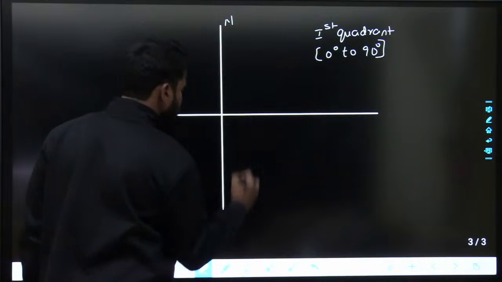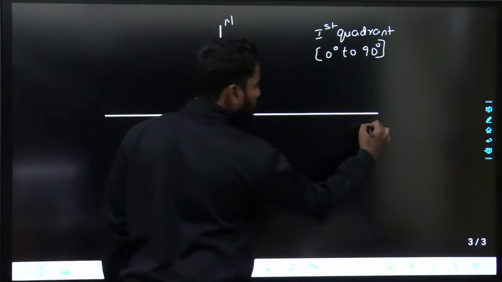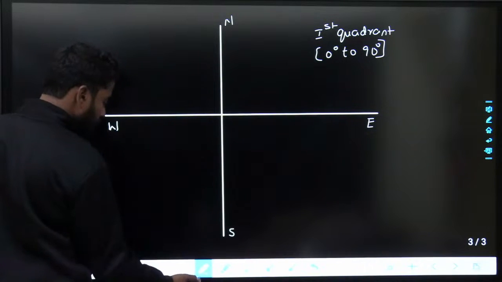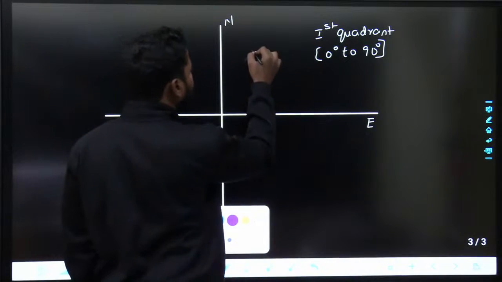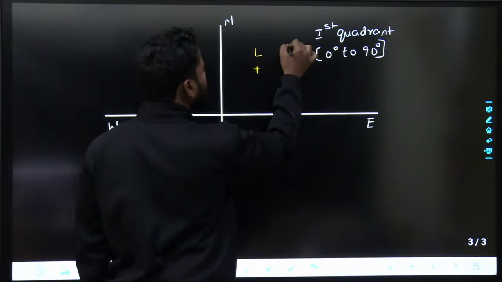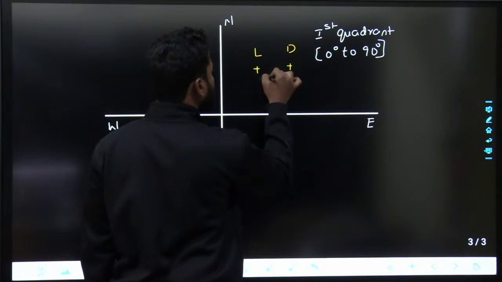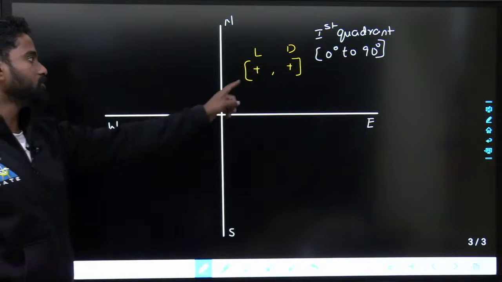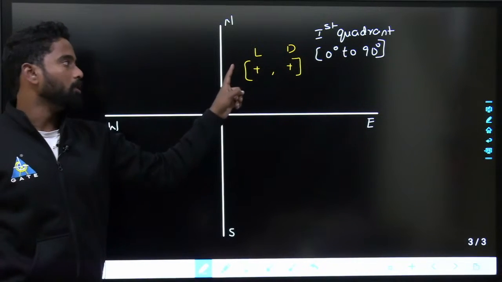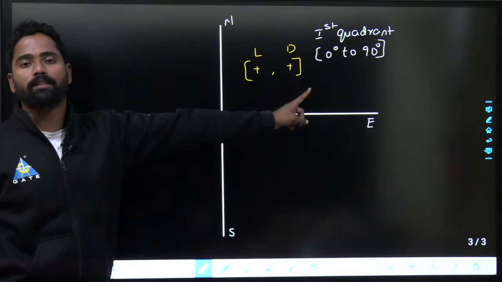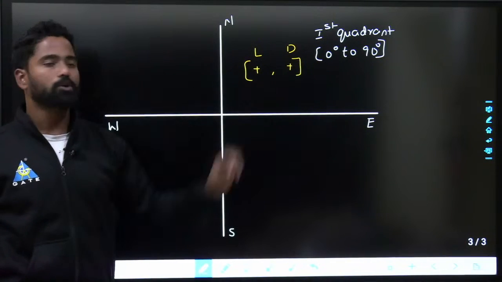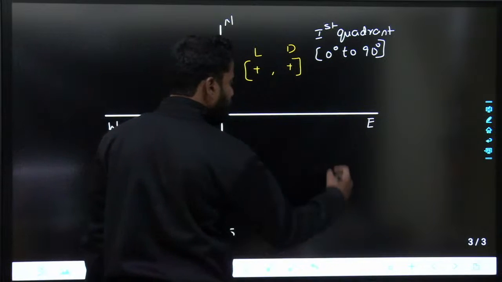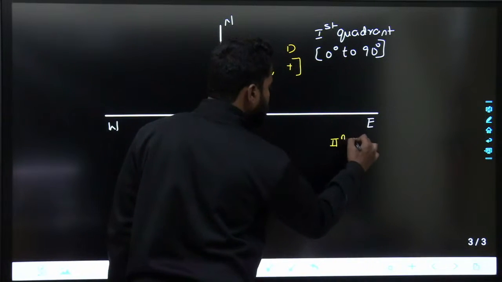So since both cos theta and sin theta are positive, latitude is positive, departure is also positive. In the first quadrant, both are positive because cos theta and sin theta are positive from 0 to 90 degrees. Fine. Now the second quadrant.